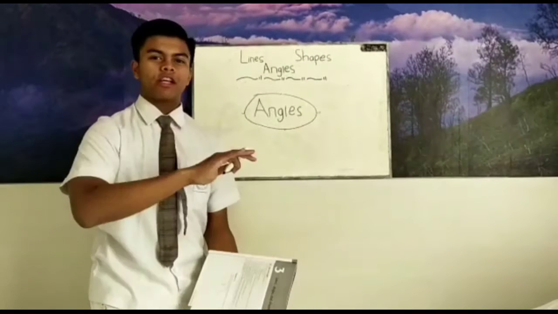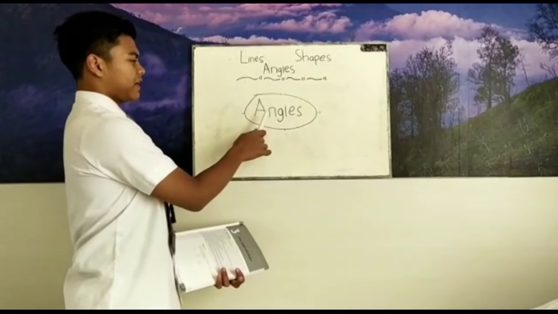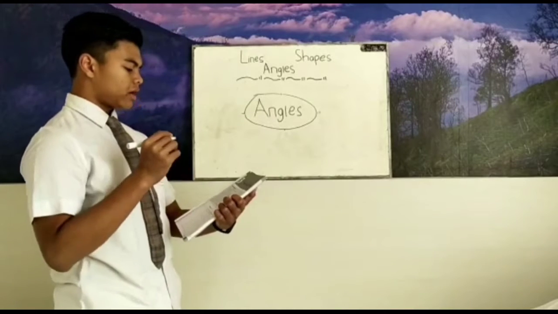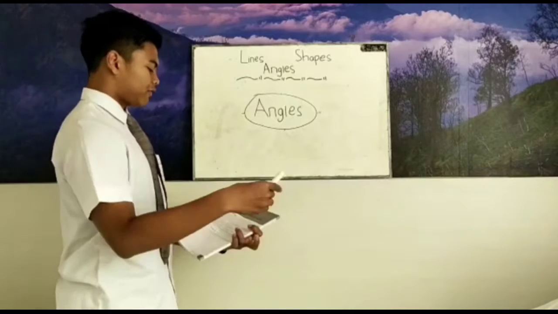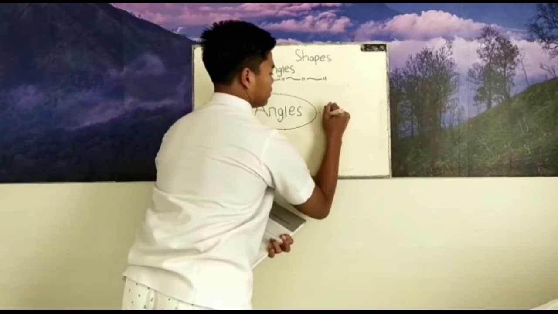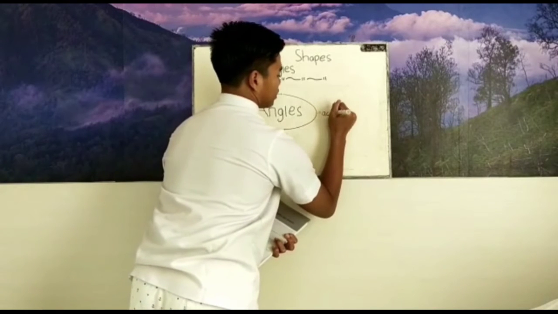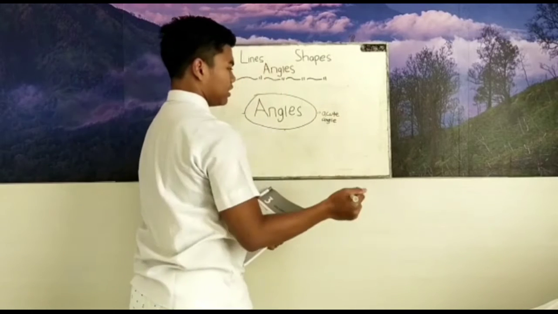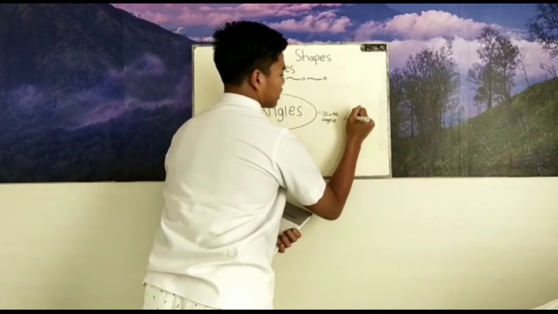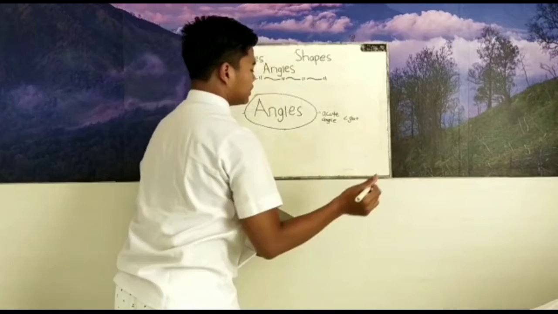Topics, but I'm not going to explain all of them. I'm going to explain angles. Angles can be classified according to their sizes. The first one is the acute angle. An acute angle is less than 90 degrees.